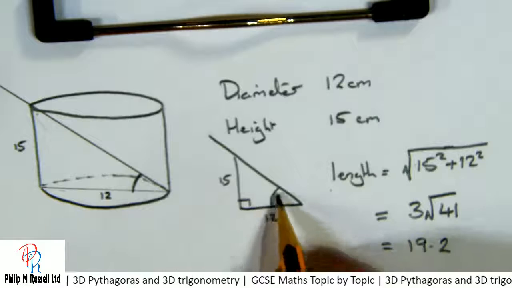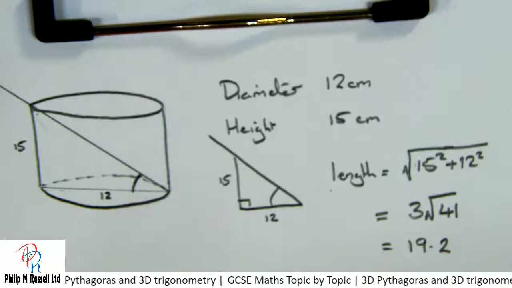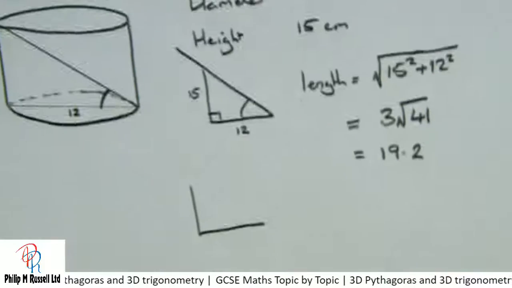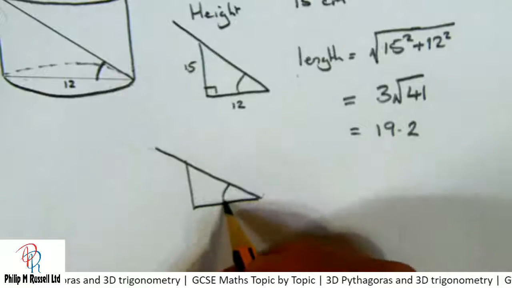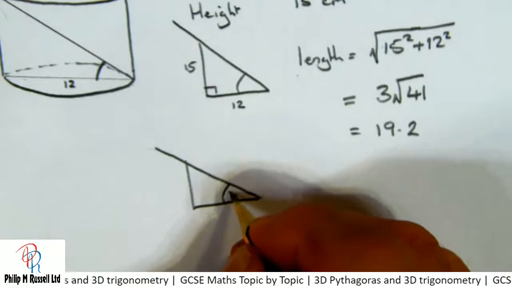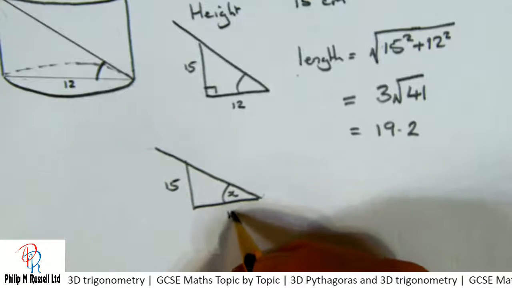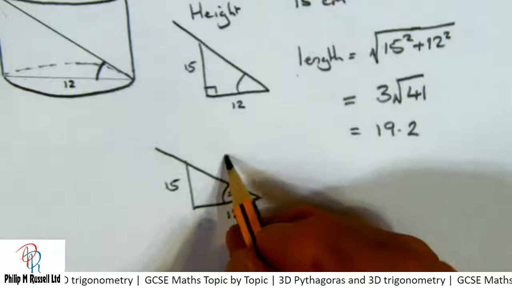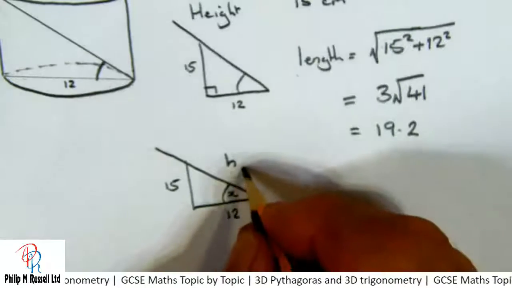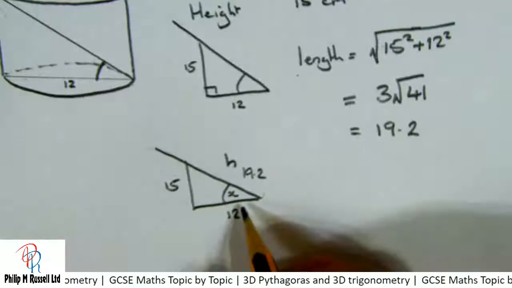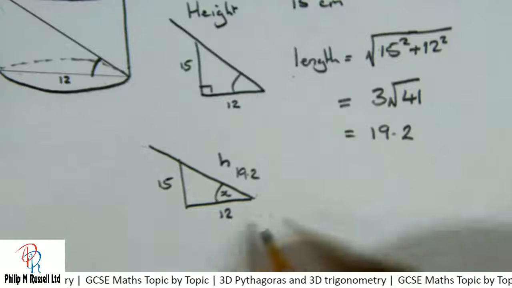I need the angle, so this is going to be some simple trigonometry. I've got my angle, we'll call it x. We've got this side 15, this side 12. Label my sides, there's my hypotenuse. I do know what that is. That is in fact 19.2, but I'm not going to use it in case I manage to make a mistake.